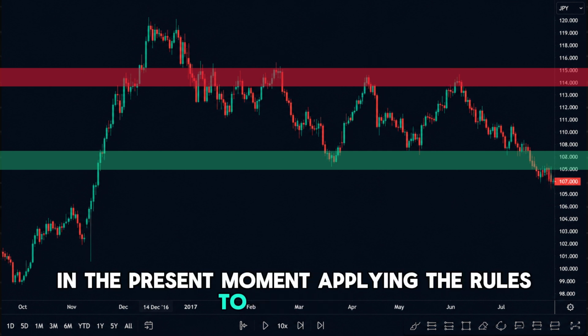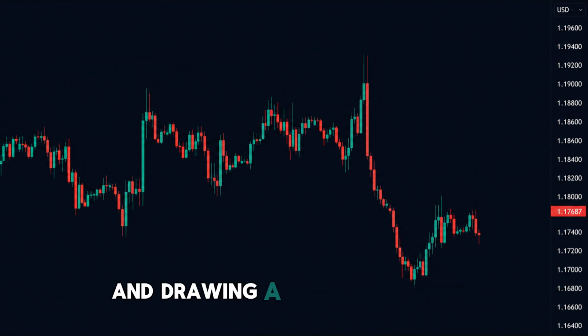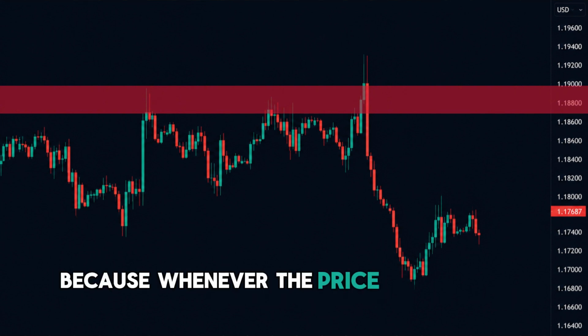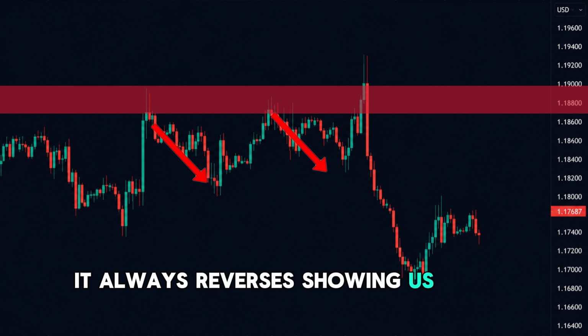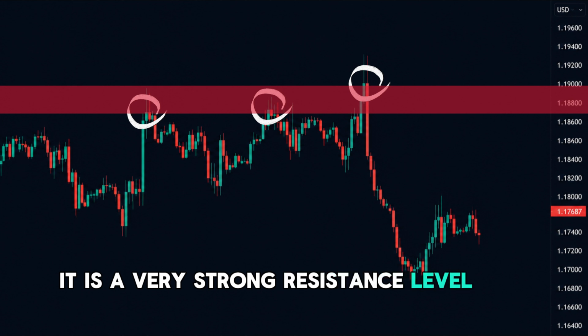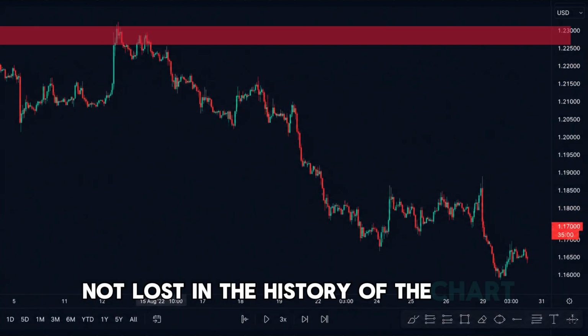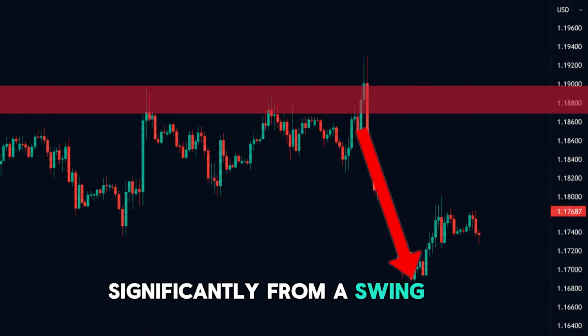Applying the rules to the charts. Now that you understand these 4 secret rules, let's bring them to life on the charts. Imagine looking at a chart and drawing a resistance level right here. Why? Because whenever the price climbs back up to this point, it always reverses, showing us clear multiple rejections. It is a very strong resistance level, and crucially, it is near our current price, not lost in the history of the chart. Next, observe when the price moves away significantly from a swing high.